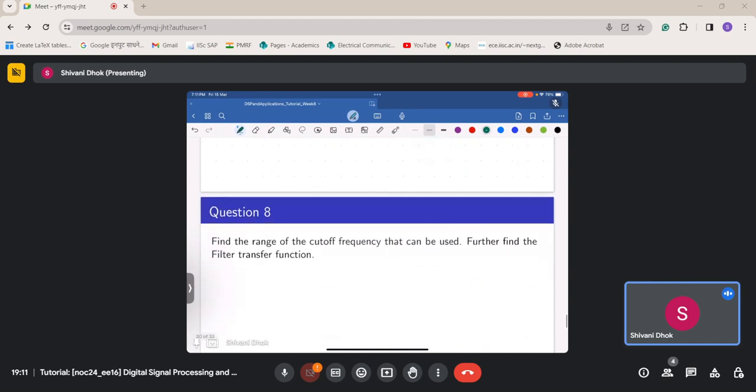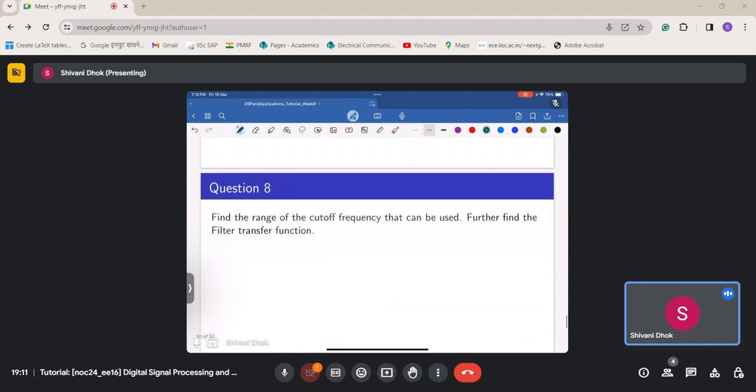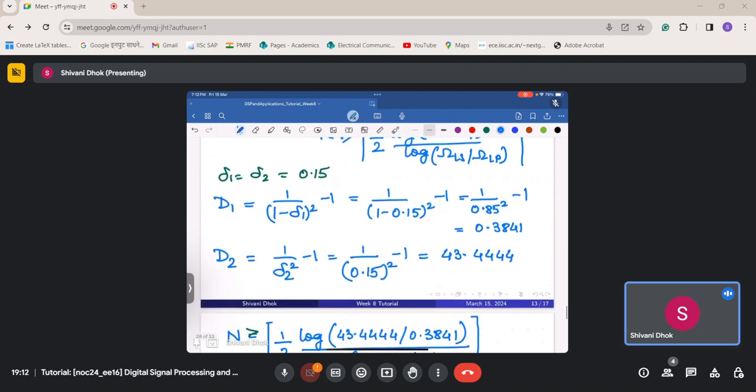Now what we need to do is figure out the cutoff frequency that we can use. We can figure out the range of cutoff frequency. We know that this omega c should be less than or equal to omega ls upon d2 to the power 1 by 2n, and greater than or equal to omega lp upon d1 to the power 1 by 2n. We had figured out the value of all of these factors.